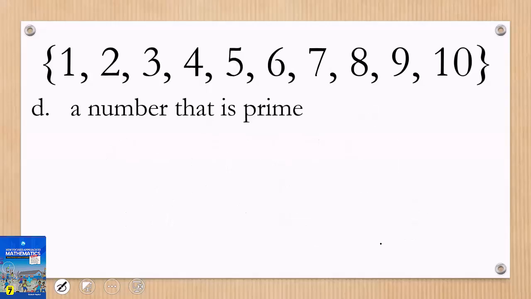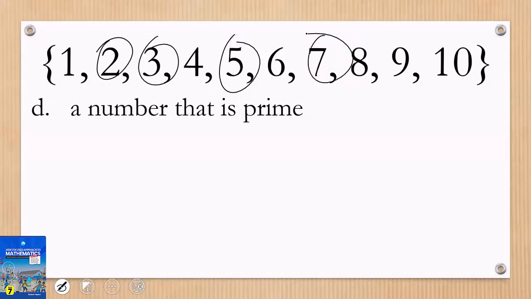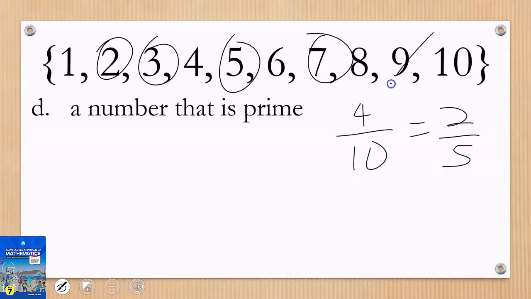So you can do it for the prime numbers. Again, all the prime numbers in this set will be 2, 3, 5, and 7. How many are they? They are 4. So the answer becomes 4 over 10, which again is 2 divided by 5. Remember, 9 is not a prime number. Don't get confused. And 2 is a prime number. So 2, 3, 5, and 7 is the set.